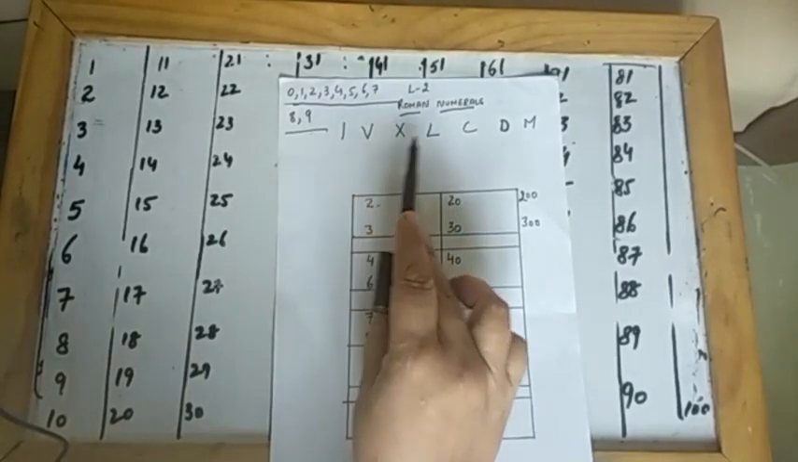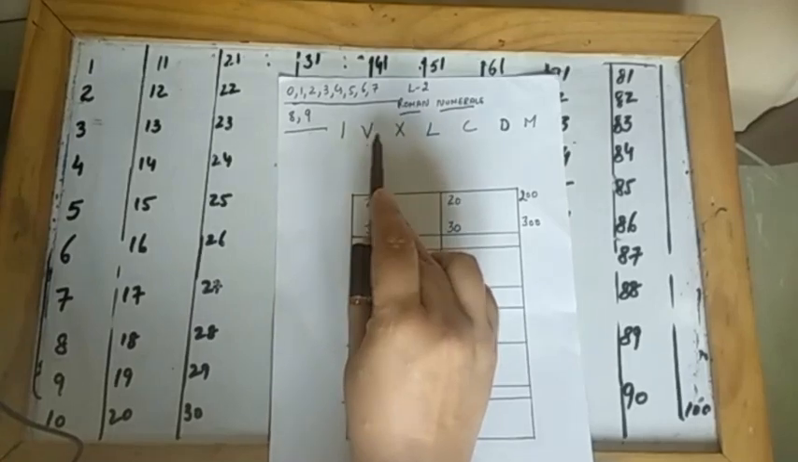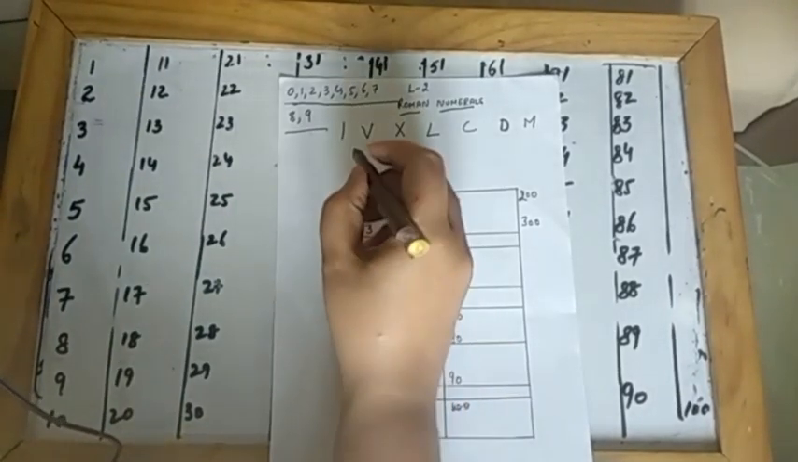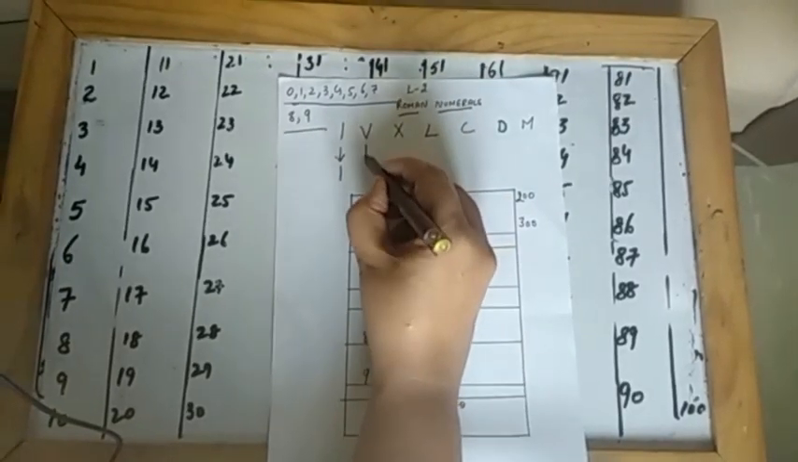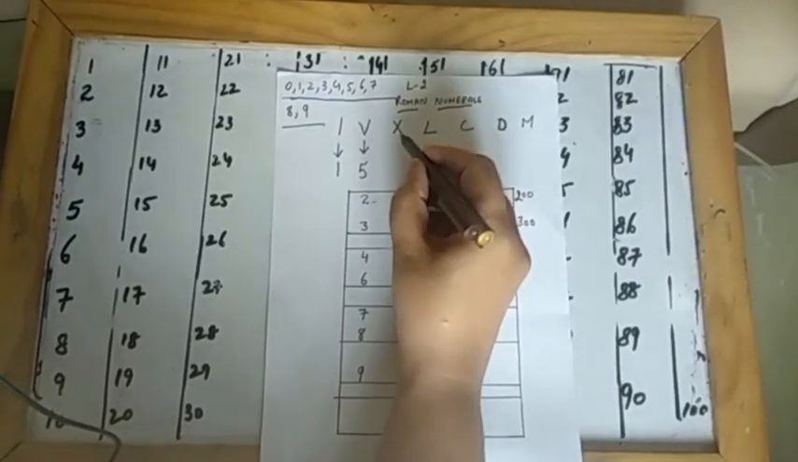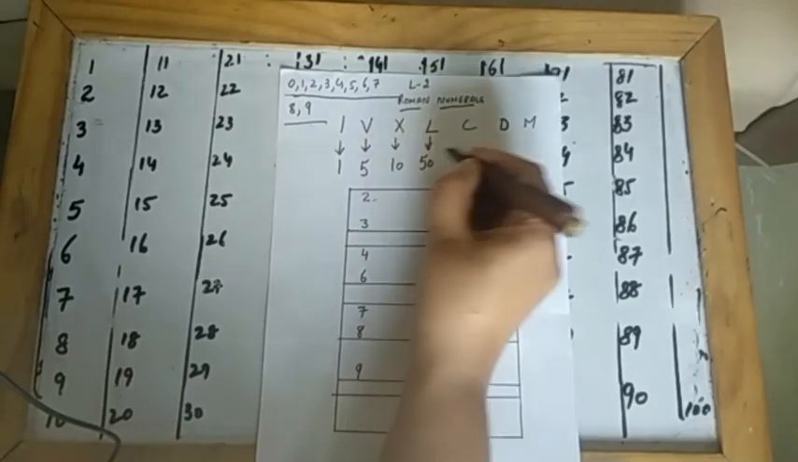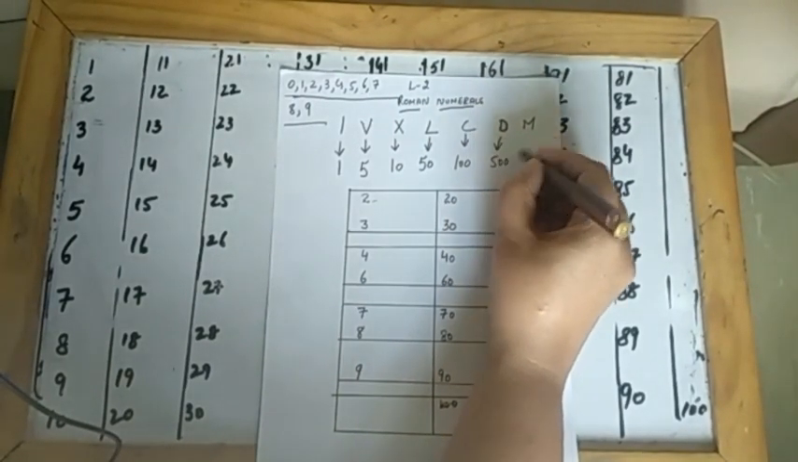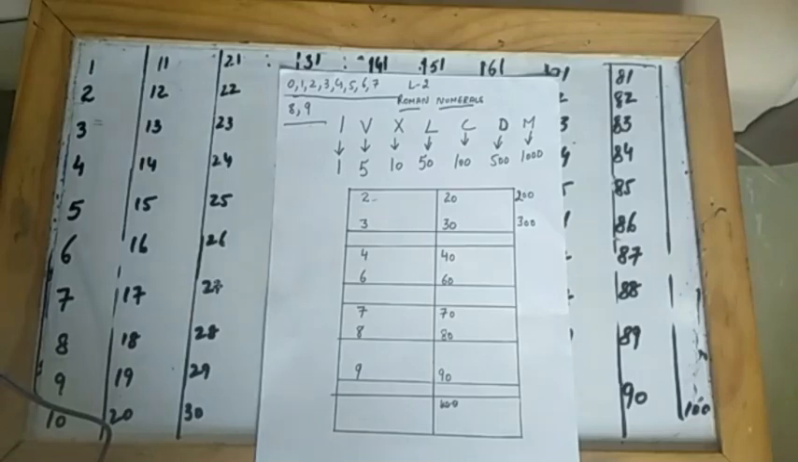So these are the 7 letters which they use to write the Roman numerals: I, V, X, L, C, D and M. Now what does each stand for? I stands for number 1, V stands for 5, X stands for 10, L stands for 50, C stands for 100, D stands for 500 and M stands for 1000. So these are the 7 letters used by the Romans to denote their number system.